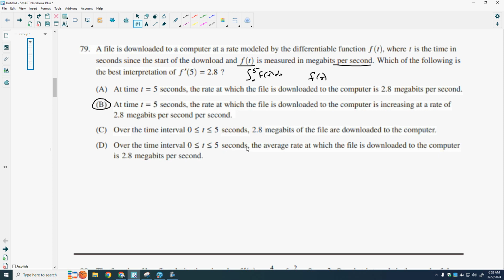Over the time interval from 0 to 5, the average rate of change. Nope, that would be y2 minus y1. So that would be f of 5 minus f of 0 all over 5 minus 0. You should be able to go through each of those and translate the verbiage into calculus notation or into mathematical notation like I did.